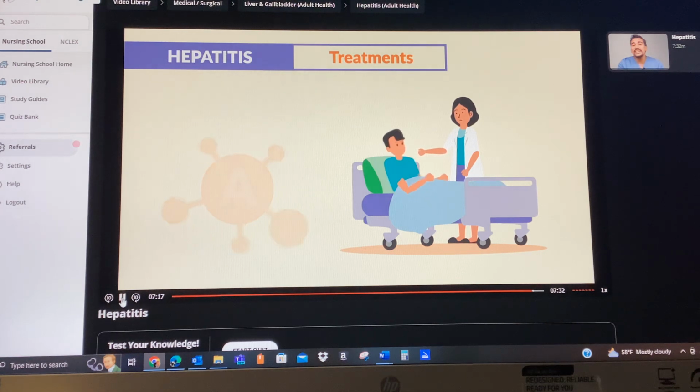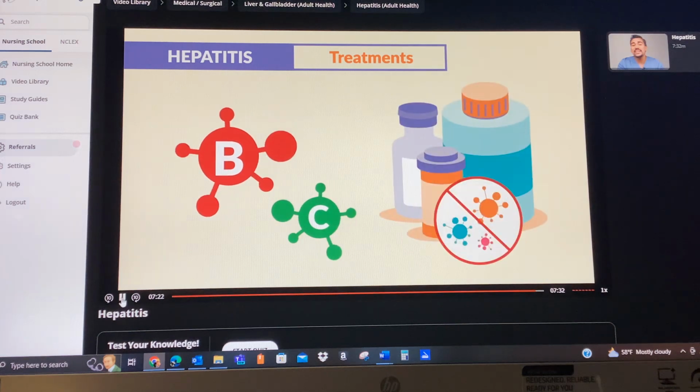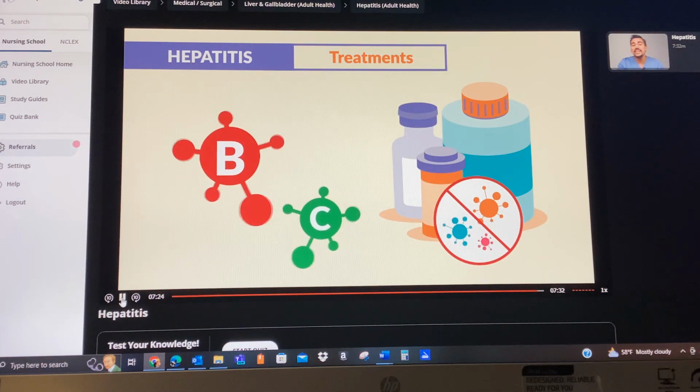Now, treatments are not really mentioned on too many exams, but for hepatitis A, this typically resolves on its own with bed rest. And hepatitis B and C are usually treated with antiviral medications.